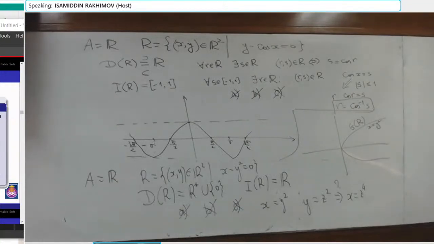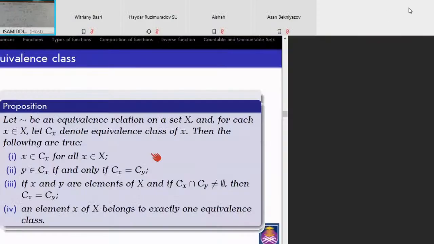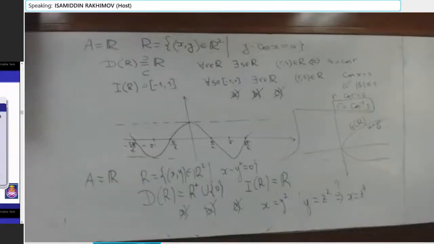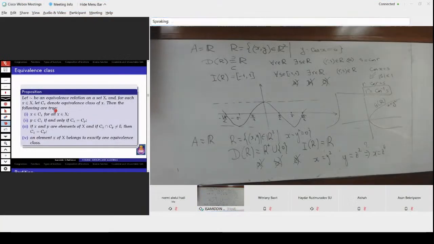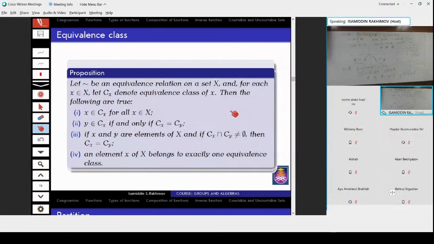Okay, so now why did we identify those properties? Why is an equivalence relation better? It is much nicer than other relations. It is explained by the following proposition. If you have some equivalence relation on a set X, then you have these four properties for the equivalence classes.